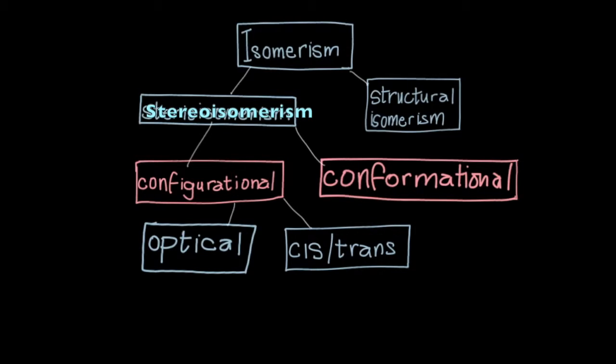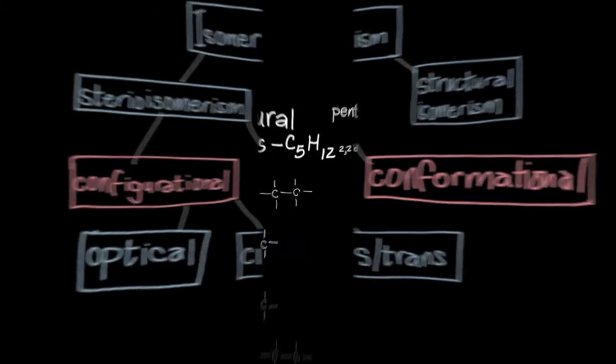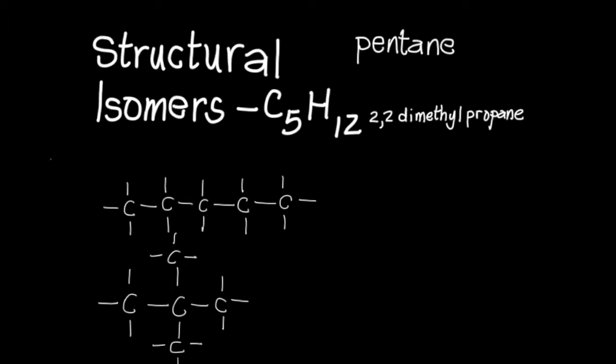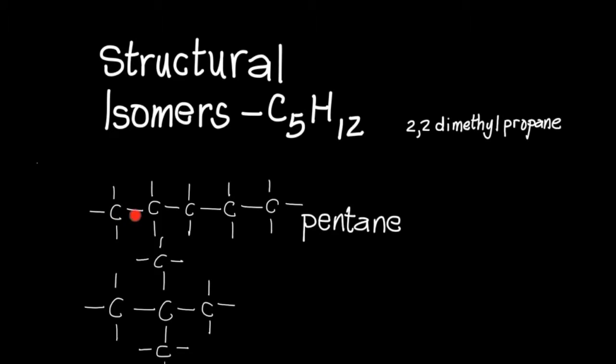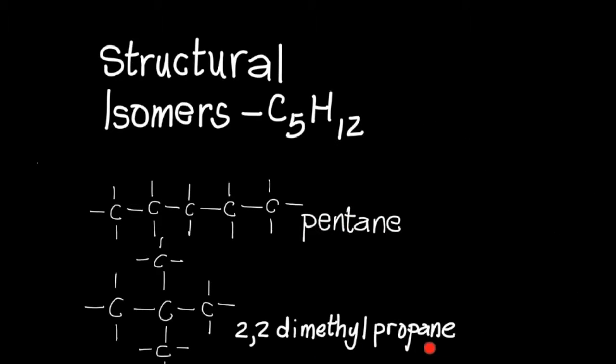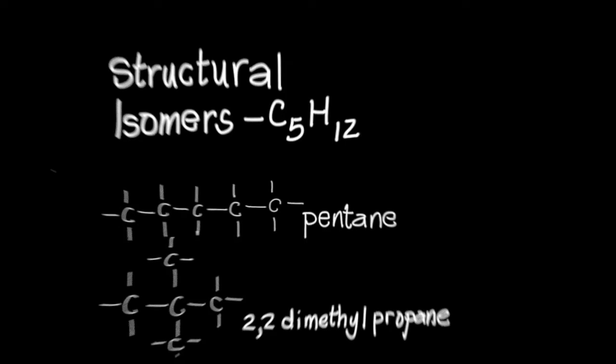Let's take a quick look first, though, at an example of structural isomerism. And here we can see two structural isomers. The first one, C5H12 in a straight chain, is pentane, and the second, 2,2-dimethylpropane, has the same molecular formula, C5H12. The structural arrangement makes it a structural isomer of pentane.